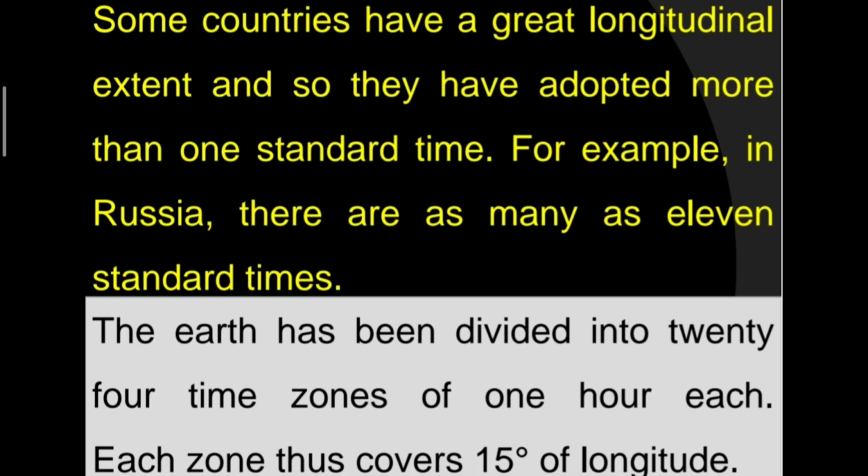Some countries have a great longitudinal extent, and so they have adopted more than one standard time. For example, in Russia there are as many as 11 standard times. The Earth has been divided into 24 time zones of 1 hour each. Each zone thus covers 15 degrees of longitude.